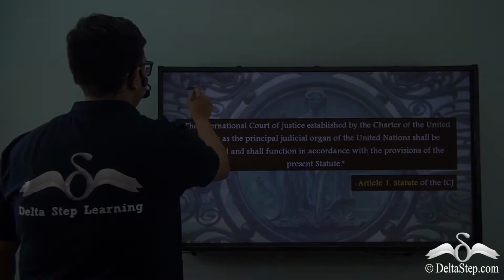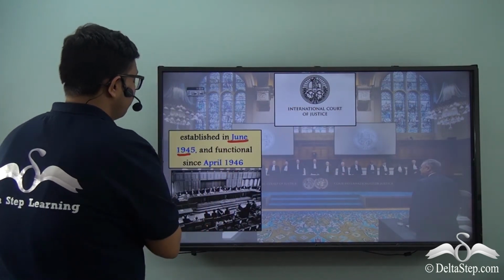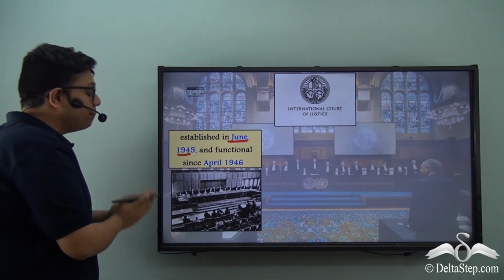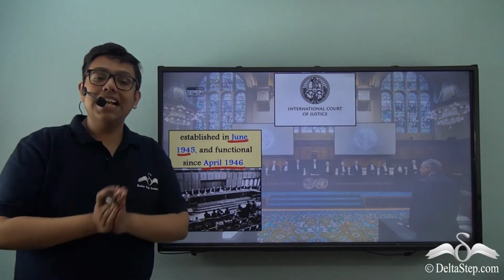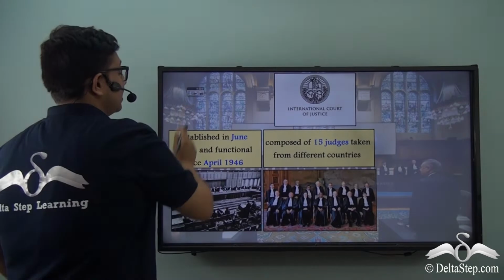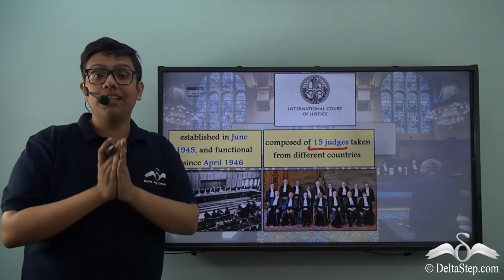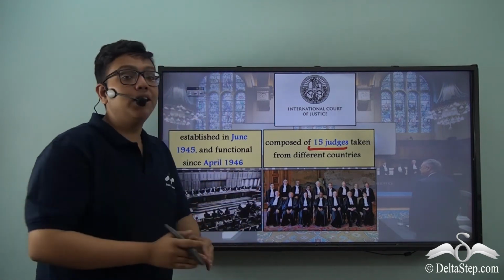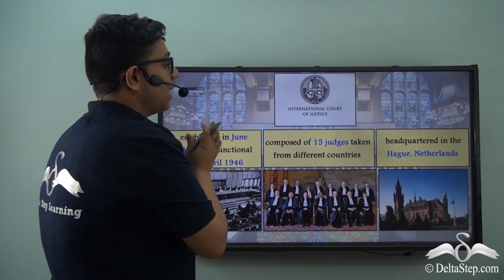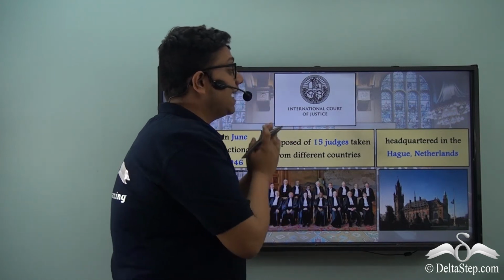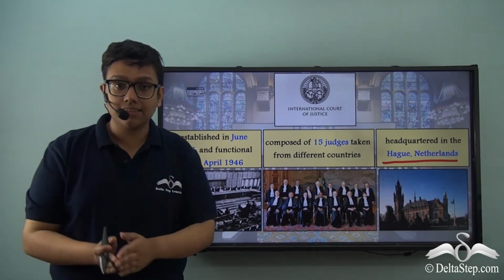Now, the International Court of Justice was established in June of 1945 and became functional in April of 1946. Over here we see the first case brought before the International Court of Justice. The ICJ is composed of 15 judges, each of which is taken from different countries. Over here we see a glimpse of the panel of the 15 judges of the ICJ. And finally, the ICJ is headquartered in The Hague, Netherlands. And this is the headquarters of the ICJ, the Peace Palace.